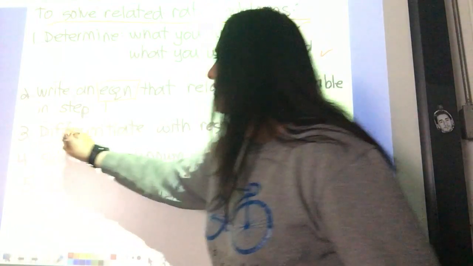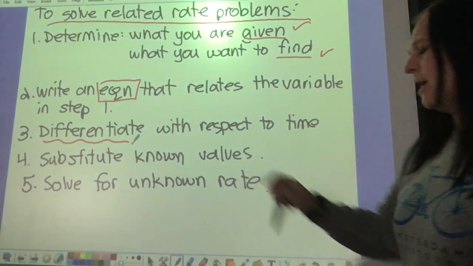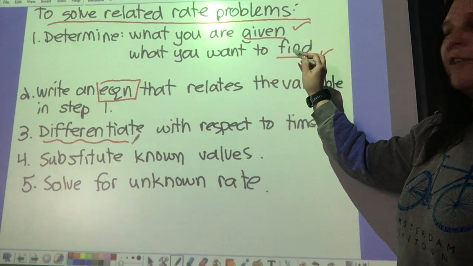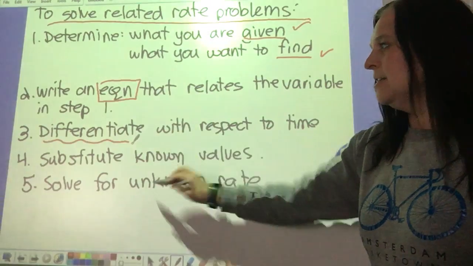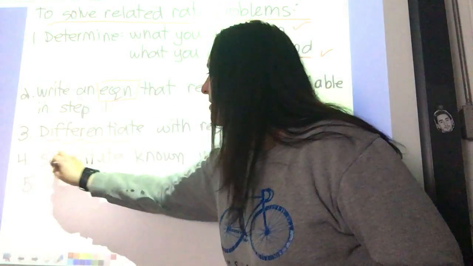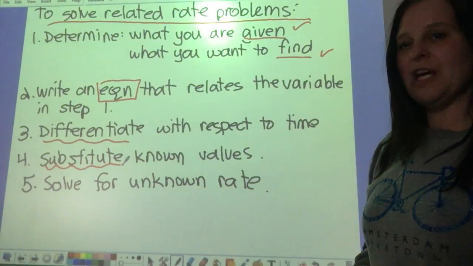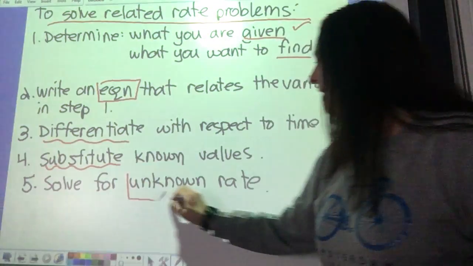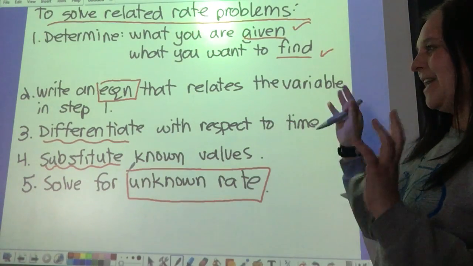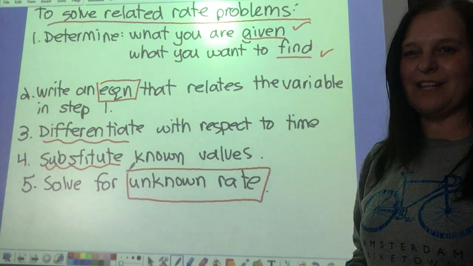Then step three, differentiate. This should be the easy step, right? The differentiation rules, we've been working with that for about a month. So once you figure out what your variables are and you have the right equation, steps 3, 4, 5 are pretty easy. You differentiate, then you substitute the values that you know, and if you've done everything correctly, you should just have one unknown value, and that's what you've solved for. So that's the 5 steps that apply to everything.